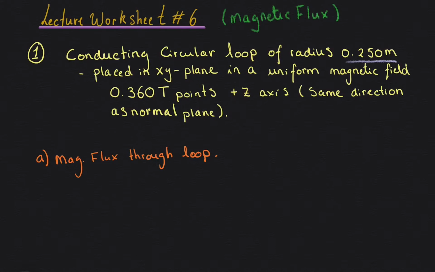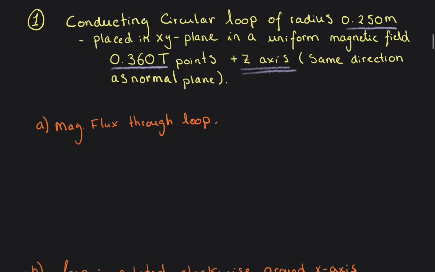So we have a physical dimension of 0.250 meters. We have a magnetic field of 0.360 Tesla, and we have a direction of this magnetic field. So we want to solve first the magnetic flux through the loop. Now this would be quite simple, mostly plug and chug.